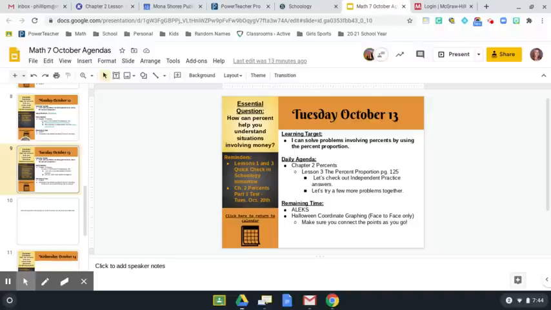In the remaining time that you have in class, I did put Alex down again. And then also, I put Halloween coordinate graphing for face-to-face only. And that was in each crew teacher's mailbox at school. So hopefully you have it. And if you did start to look at that, just keep in mind that you need to make sure you connect the points as you go, as you start graphing those.